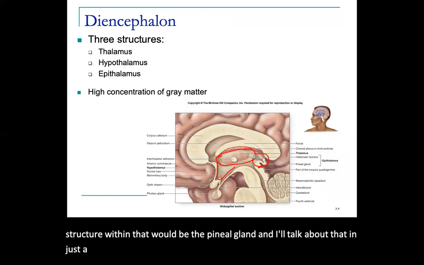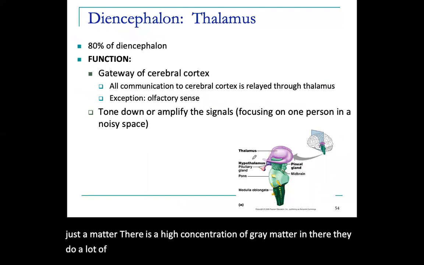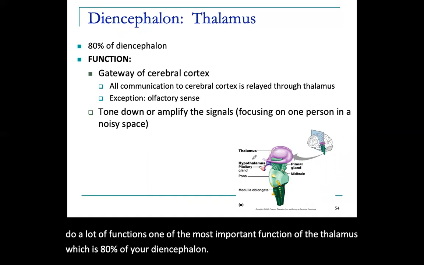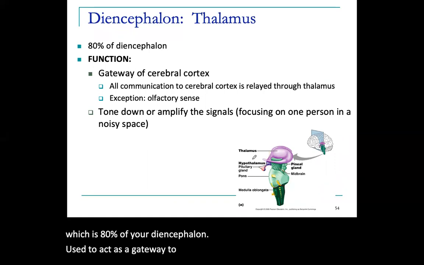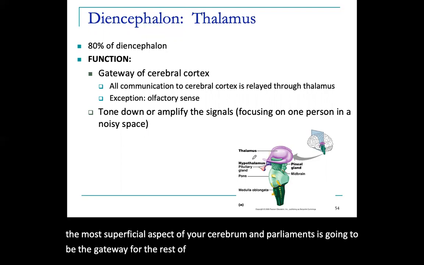There is a high concentration of gray matter in there. They do a lot of functions. One of the most important functions of the thalamus, which is 80% of your diencephalon, is to act as a gateway to your cerebral cortex. The cerebral cortex was the most superficial aspect of your cerebrum, and the thalamus is the gateway for the rest of the receptors or sensory data to communicate with your cerebral cortex.